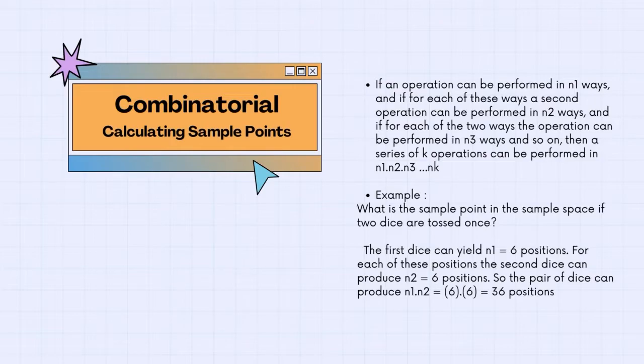Example: what is the number of sample points in the sample space if two dice are tossed once? The first die can yield N1 equals 6 outcomes. For each of these, the second die can produce N2 equals 6 outcomes. So the pair of dice can produce N1 times N2 equals 6 times 6 equals 36 outcomes.